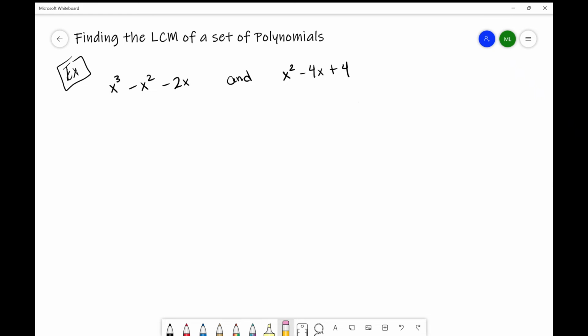Okay, hi everyone. So let's talk about finding the LCM of a set of polynomials. Let's quickly review. LCM is the least common multiple. This is something we may have touched upon in 5th grade or 4th grade, least common multiple, or even earlier. But anyways, doesn't matter. Let's review it real quick.